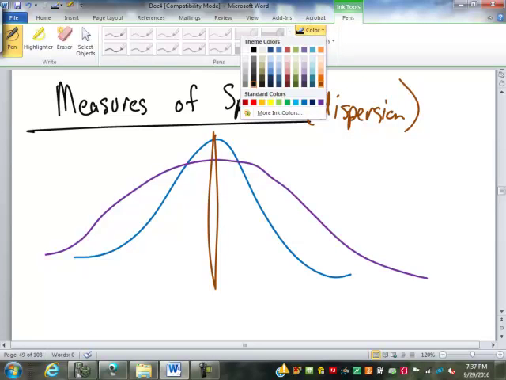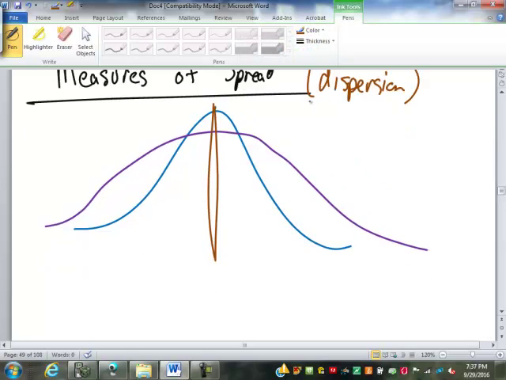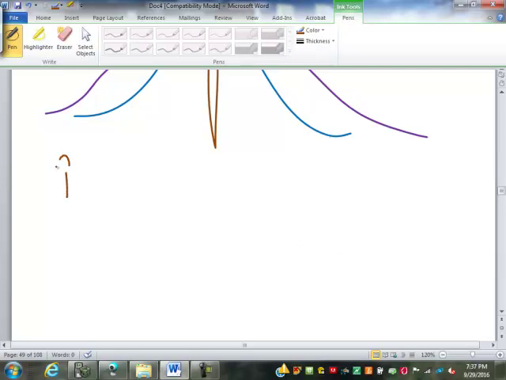There are a few different numbers that we can use to describe the spread. One of them is the range. Range is really simple. Just like we had the mid-range for the measures of center, the range is just the largest value, the maximum, minus the smallest value, the minimum.